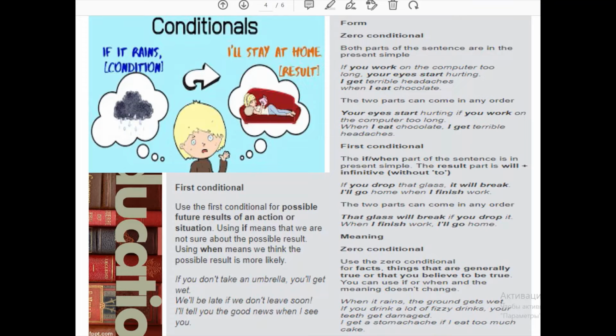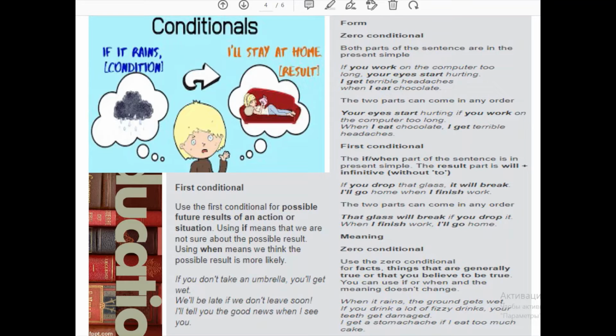So, form. Conditional sentences have two parts, the if and when part and the result main part. The two parts can come in any order. When we write, we don't use a comma when the main part comes first.